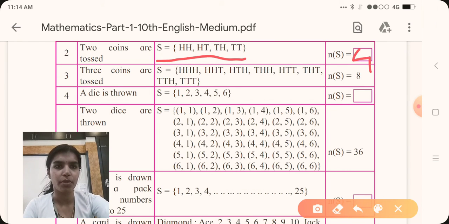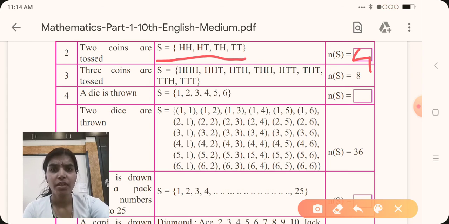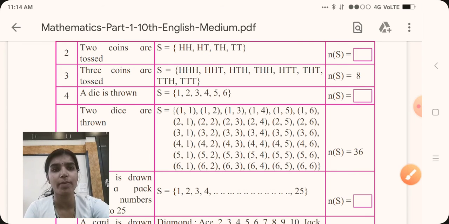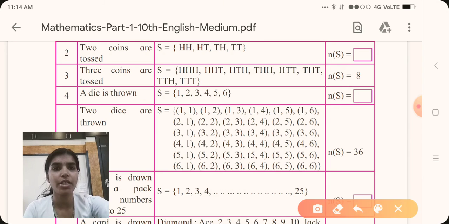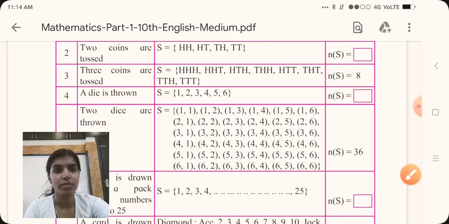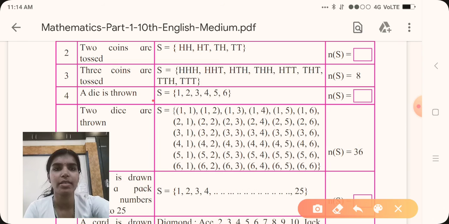So n(S) is 4. Then three coins tossed simultaneously. There are 8 total possibilities, which are given here: HHH, HHT, HTH, THH, HTT, THT, TTH, TTT. So we write n(S) equals 8. Then a dice is thrown. All of you know that on the dice 6 numbers are there, so we write these 6 numbers. So n(S) equals 6.